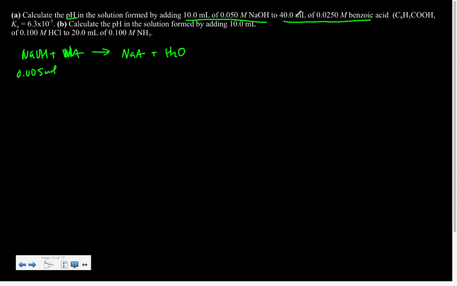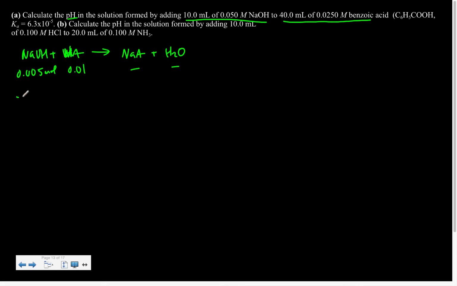And for my weak acid, we have 0.04 times 0.0025, which should give us 0.01, I believe. Yeah. And then that, which means that this is going to react completely. Yes, strong species react completely.